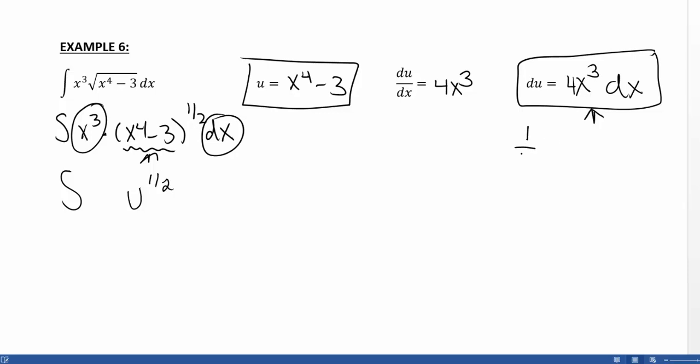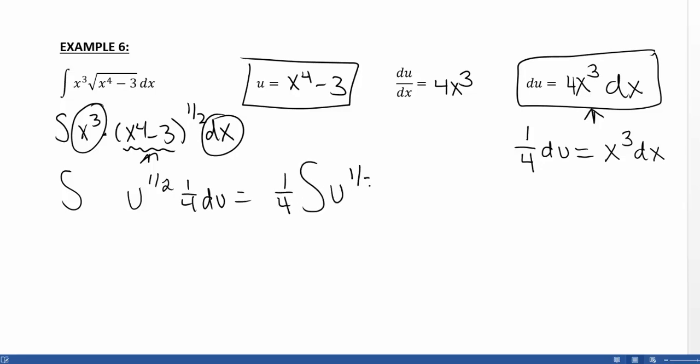So I can actually divide both sides by 4, so then I get 1/4 du equals x cubed dx. So here, now I have it matching exactly what's left with the antiderivative, x cubed dx. So instead of an x cubed dx, I'm going to substitute in a 1/4 du. Now I'm going to pull the 1/4 out front because it's a constant multiple and it's going to help me keep my fractions straight. You don't have to pull it out to the front, but I think it helps.